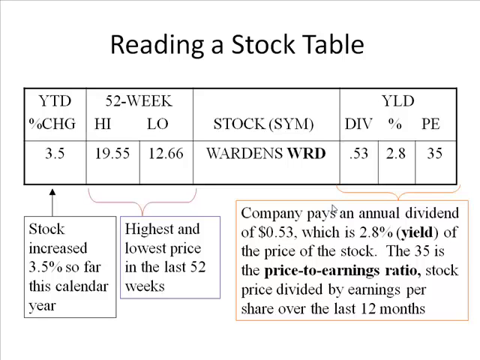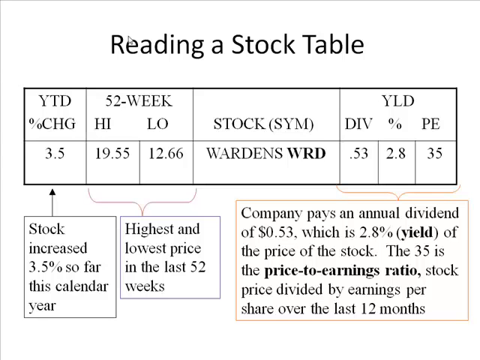Reading a stock table. The first column talks about a year-to-date percent change. When we look at the year-to-date percent change, we're talking about this calendar year. So if you're looking at this stock table on January 15th, there's not a lot of information to gain from this. However, if you're looking at December 15th, you have a long period of time to see what percent the change was. In this example, the stock increased 3.5% for the calendar year.